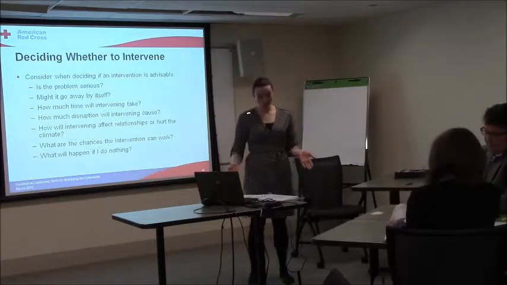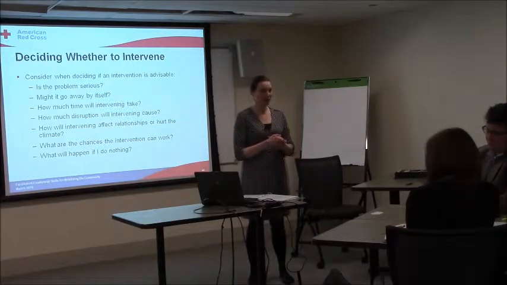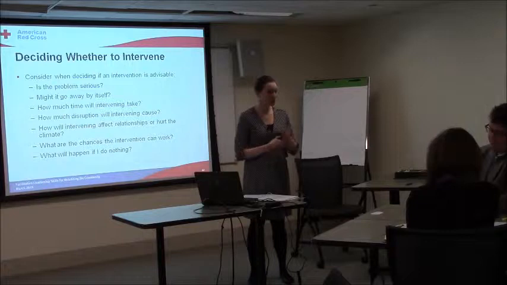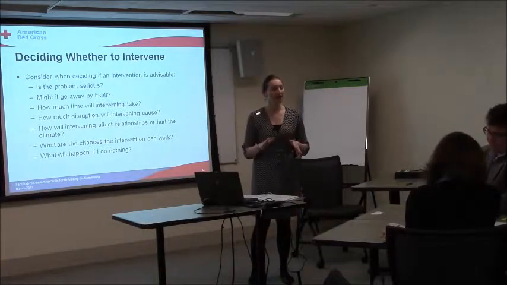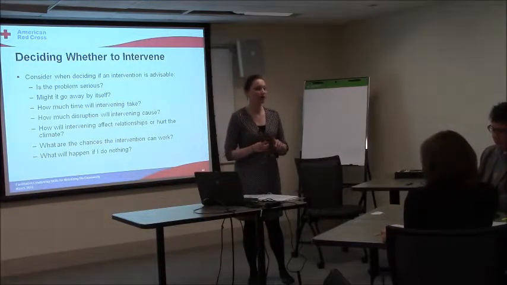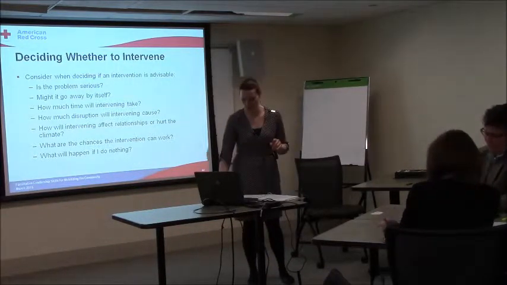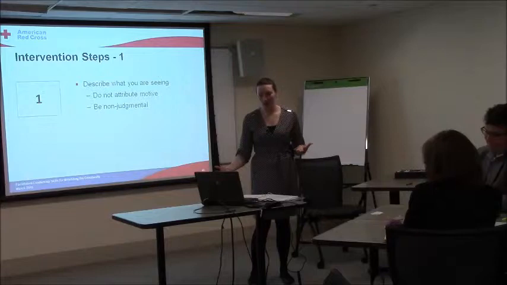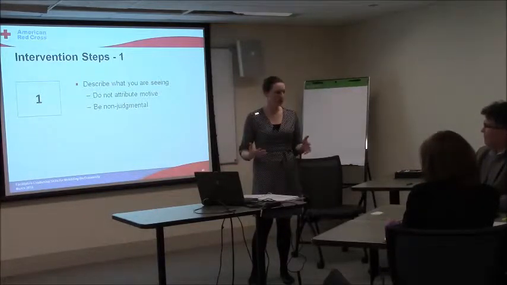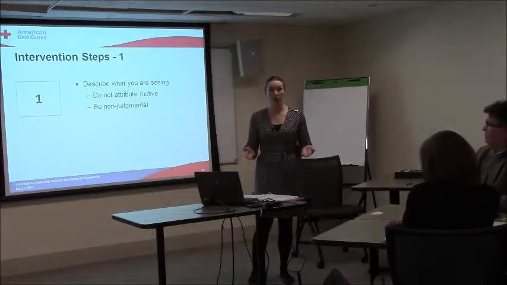So now that you know when to intervene, let's talk about how you do it. And we have 3 steps to it. And I'll just highlight now that sometimes step 1 and step 3 are really easy for us, but we forget about step 2. So we'll talk more about that when I get there. So step 1 is to describe what you're seeing. You don't attribute motive and you're non-judgmental.